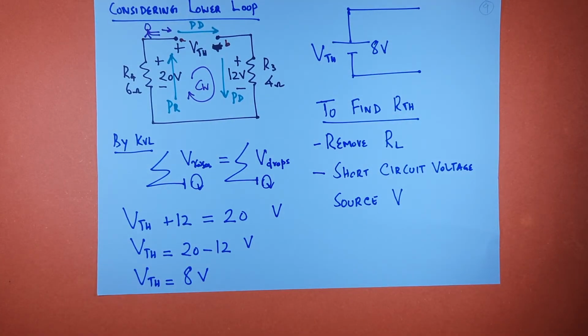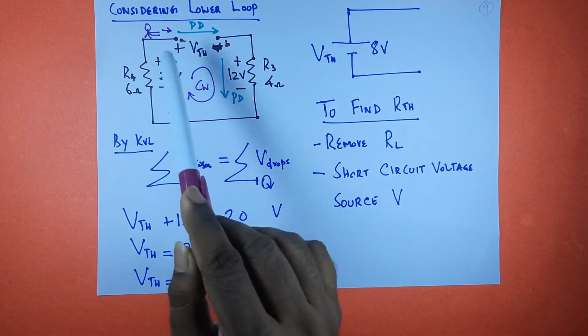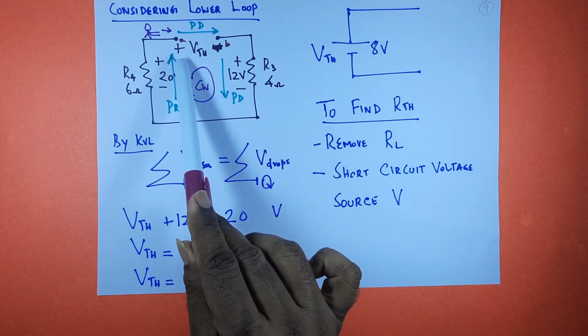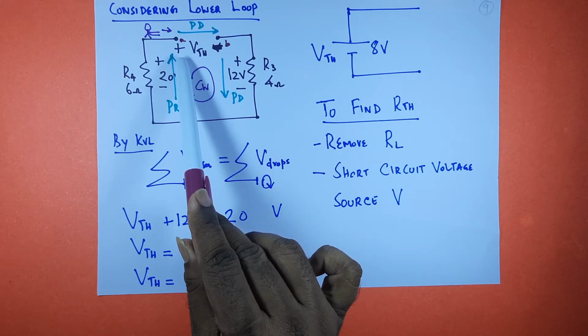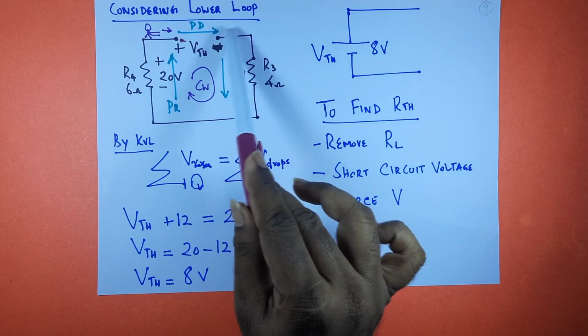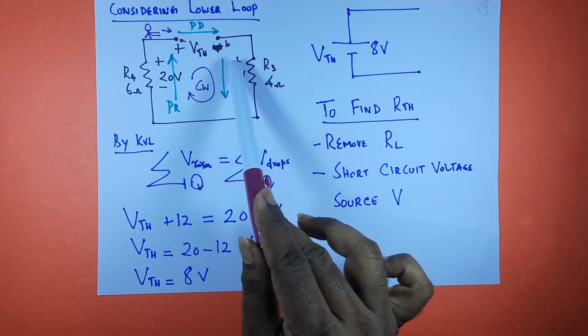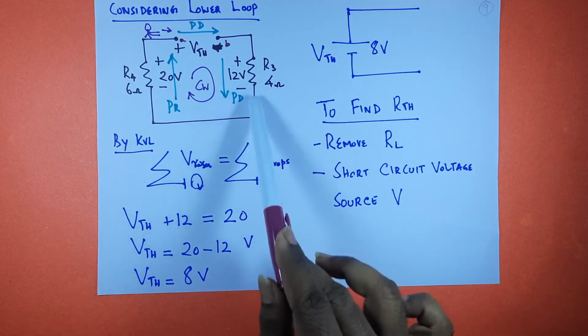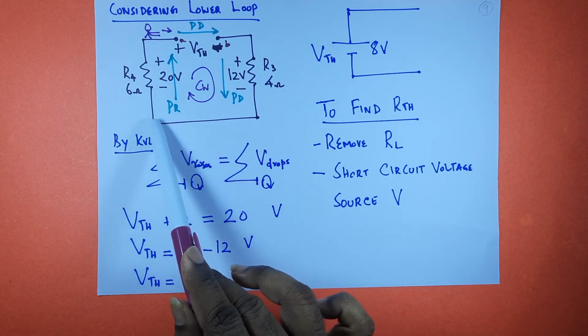Now, imagine you are starting at this point, and you have to move through the loop in the clockwise direction. That is very important, so move in the clockwise direction. You start moving. Here, VThevenin, you are moving from positive to negative. It is a potential drop or voltage drop. Then R3, you are moving from positive to negative. It is a potential drop or voltage drop. You are coming like this.